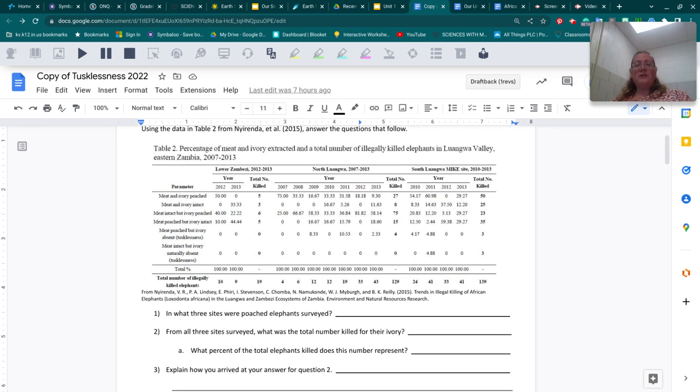Then it asks, what is the percentage compared to the total number killed, basically. So then I go all the way down, see total number illegally killed. I'm looking at 19, 129, and 139. I add up all three of those numbers. Now I have two numbers. One is just the ivory, elephants killed for ivory. The second number is total number killed. How do I get a percent?